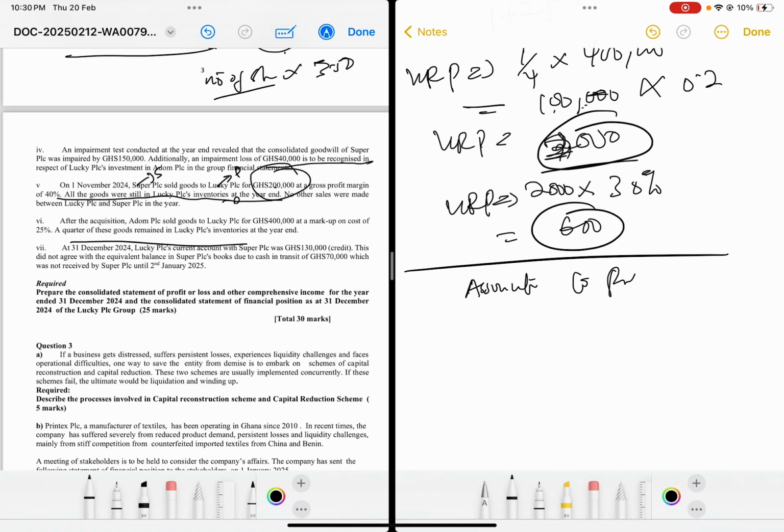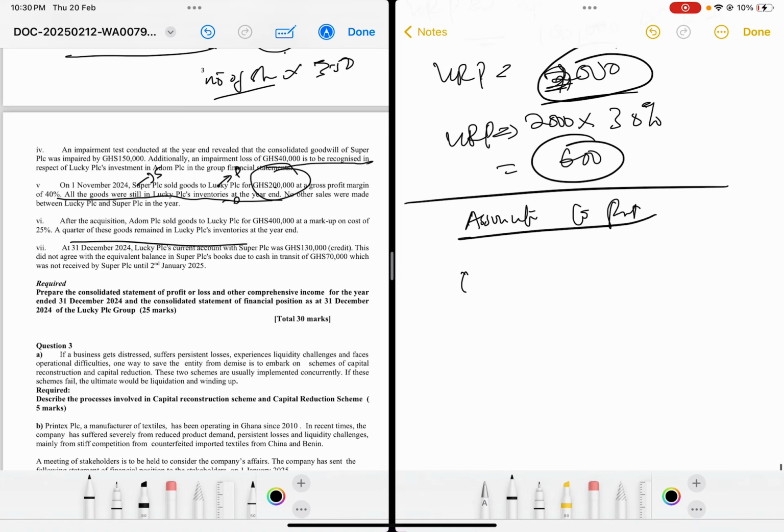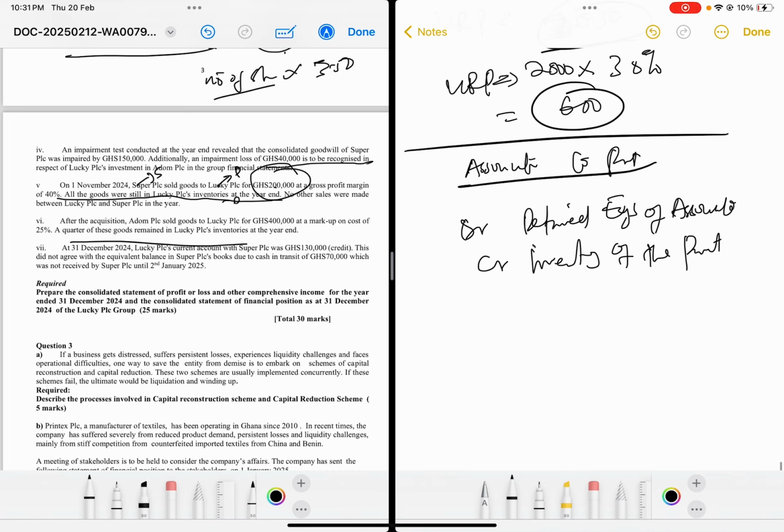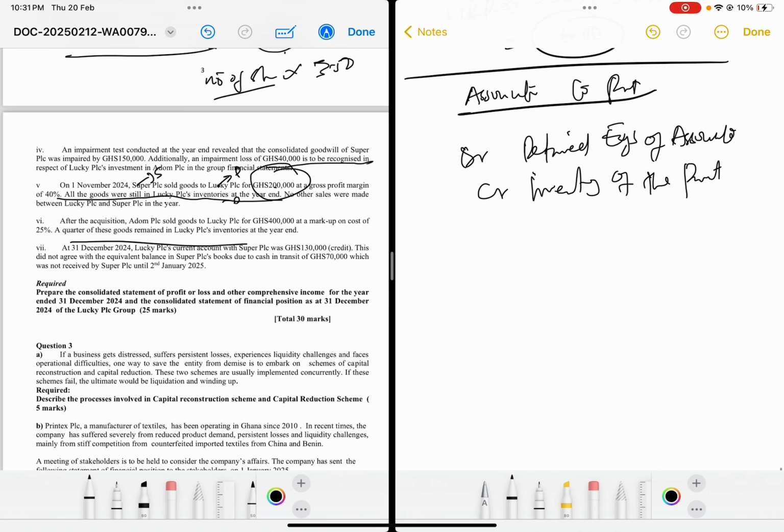For associate to parent, the entries are basically you debit the retained earnings of the associate, and you credit the inventory of the parent. So always take note that realized profit is a three-entry. So you debit retained earnings of the associate, you credit inventory of the parent.